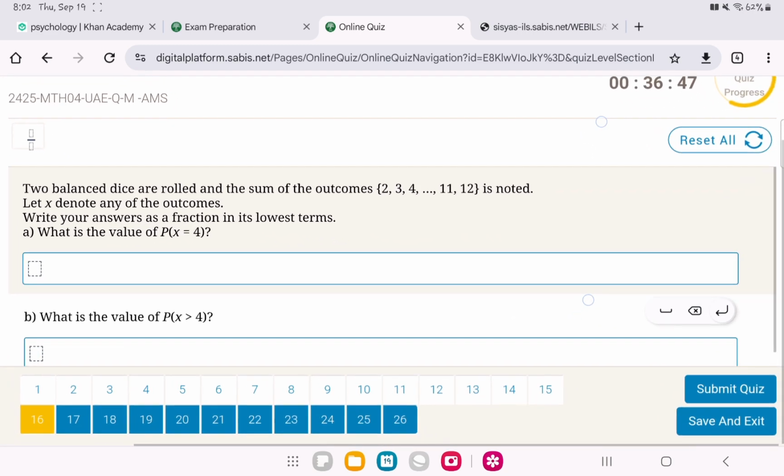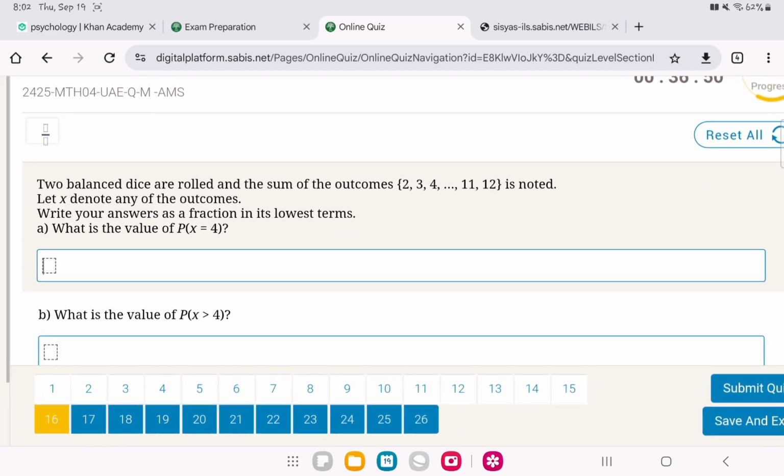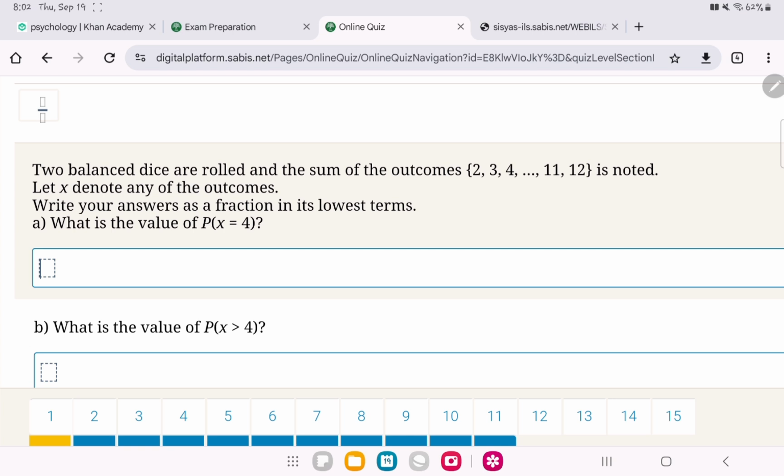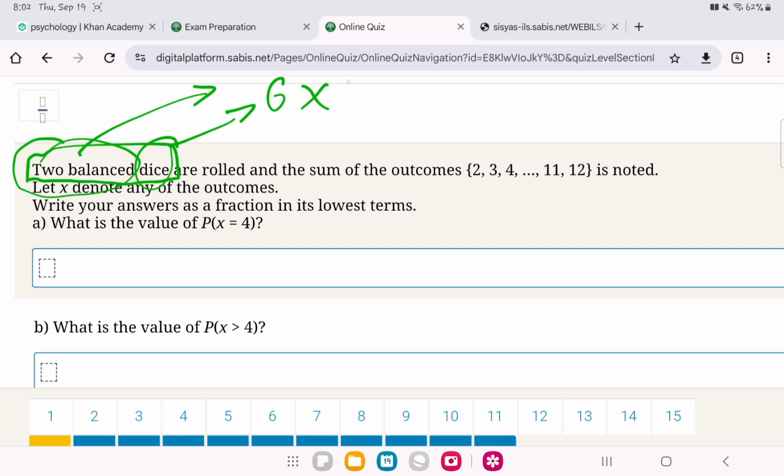Two balanced dice are rolled and the sum of the outcomes is noted. Let x denote any of the outcomes. Do not focus on this. Instead, focus that 2 balanced dice are rolled. Any dice, how many sides do we have? We have 6. So if 2 balanced dice are rolled, how many possibilities do we have? We have 6 times 6, okay? Which is then 36 possibilities.